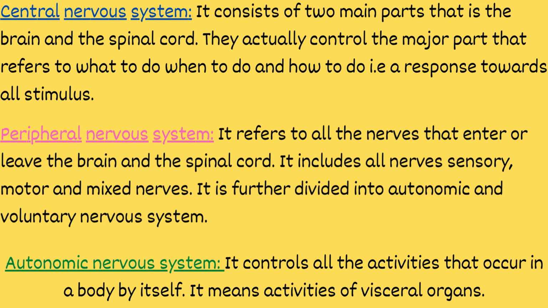Peripheral nervous system refers to all the nerves that enter or leave the brain and the spinal cord. It includes all nerves: sensory, motor and mixed nerves. It is further divided into autonomic and voluntary nervous system. Autonomic nervous system controls all the activities that occur in the body by itself, meaning activities of visceral organs.